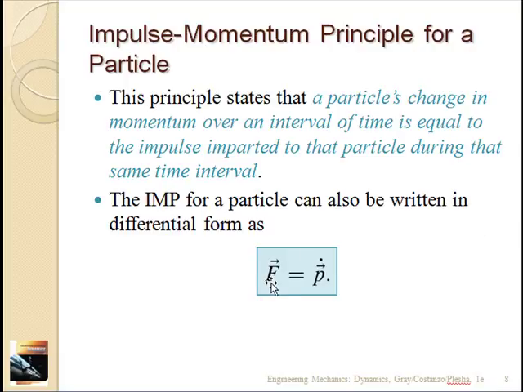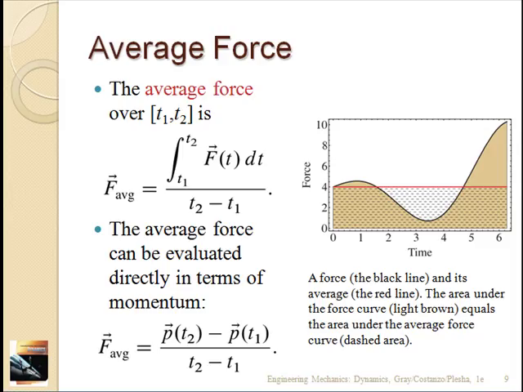Okay, so if we look at the differential form of this, we just get that the force is the time rate of change of the momentum. Right? If we want to think about the average force over some time period, the average force is the impulse divided by the time period. But it can also be thought of as the change in momentum divided by the time period over which this average force is applied. Another way to think of this is the change in momentum is the average force applied over some time period times that time period.